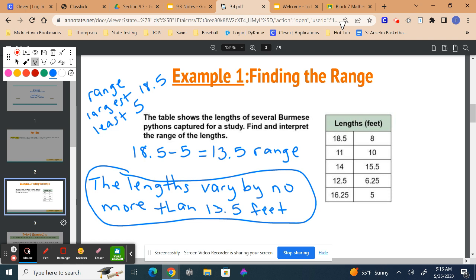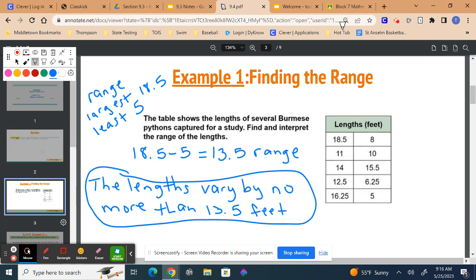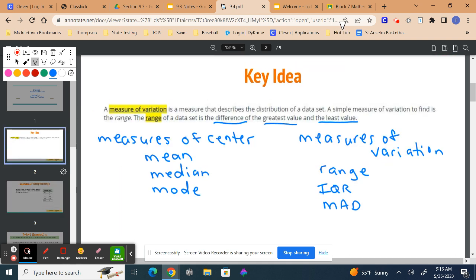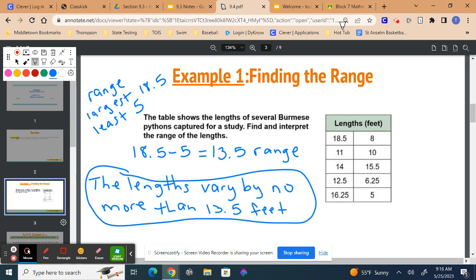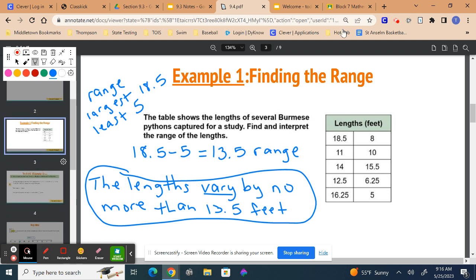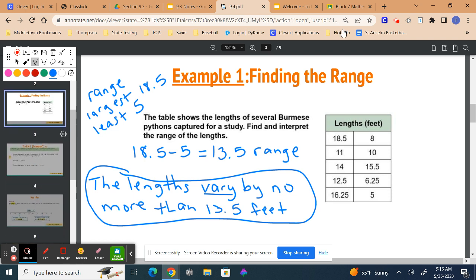If you see the word vary, that means you're talking about measures of variation, and we're talking about the range because it's just saying how the lengths are varying. It doesn't say anything else. You'll understand more when I get into example 2. So vary means we're talking about the range right now. Is everyone good with example 1? Okay. So for range, what do we do? Greatest number minus least number.